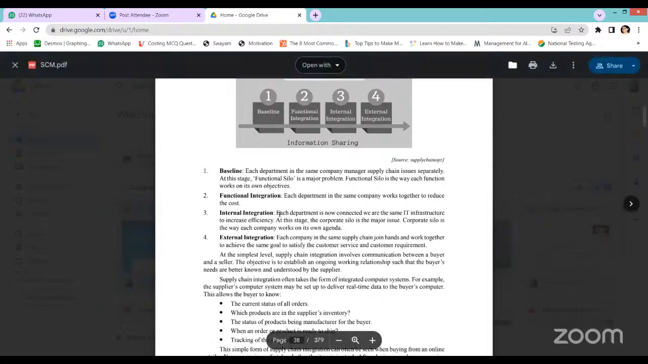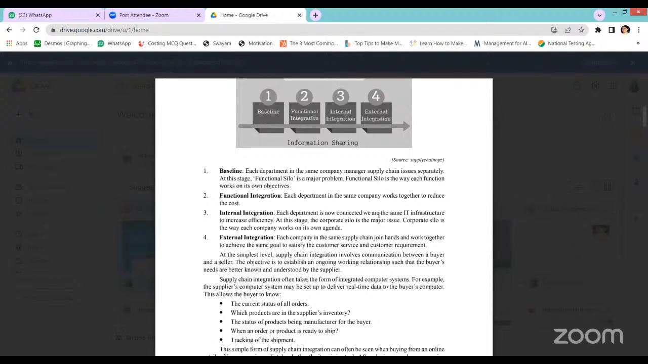Now, internal integration: each department is now connected with the same IT infrastructure to increase efficiency. The stage of the corporate silo. That is, what is corporate silo? Each company works on its own agenda. So internal integration means, after interdepartmental connections, the IT infrastructure increases the efficiency. In external integration, different companies work together on a common agenda rather than on their own agendas.